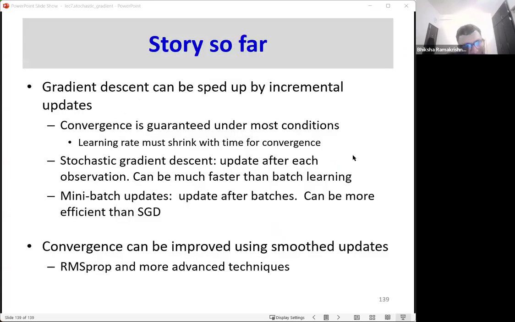So the story so far: gradient descent can be sped up by incremental updates. Convergence is guaranteed under most conditions, but the learning rate must shrink with time. Stochastic gradient descent, where you update after each observation, can be faster than batch learning. Mini batch updates, where you update after batches, can be more efficient than SGD. Convergence can be improved using smoothed updates, particularly trend methods and things like RMSProp and Adam, right? So that's the end of today's lecture.